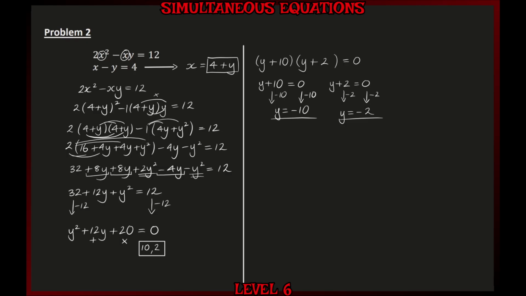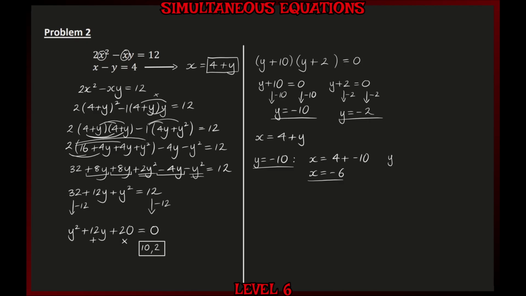To find the corresponding values of x, we're going to use our rearranged equation, x is equal to 4 plus y, because x is already the subject, and we're going to substitute each of our y values into here. So when y is equal to minus 10, we get that x is equal to 4 added to minus 10. And 4 plus minus 10 is minus 6. So x equals minus 6 pairs with y equals minus 10.